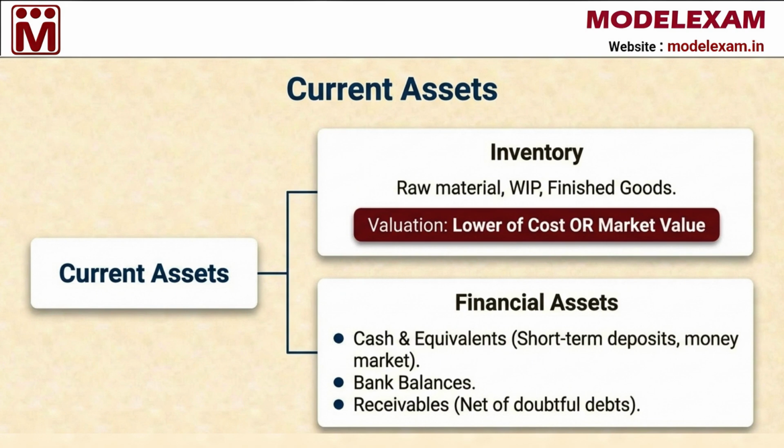Now we move to current assets. These are assets expected to be realized within a year. The most common item is inventory, which includes raw material, work in progress, and finished goods. The rule for valuation here is very specific. Inventory must be valued at the lower of cost or market value. Then we have financial assets. This includes cash and cash equivalents like money market funds, bank balances, and receivables, which is the money customers owe the company. Note that receivables are shown net of doubtful debts.